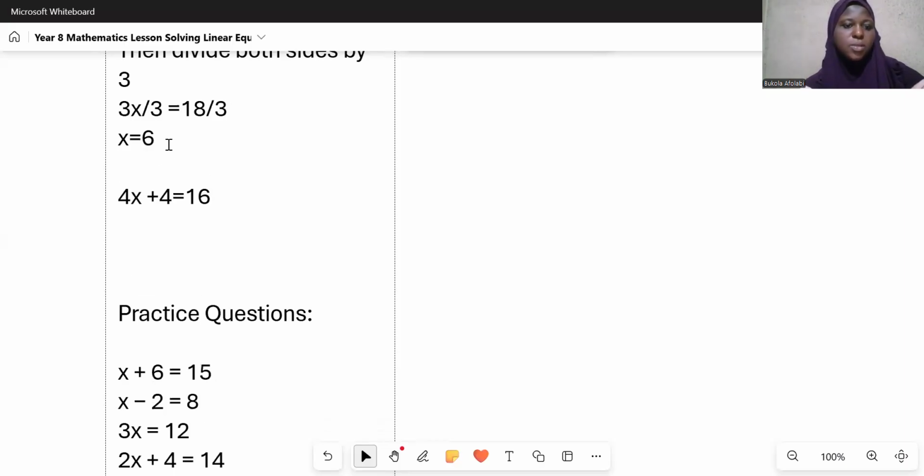So let's look at this example. 4x plus 4 equals 16. Like I said earlier, we would subtract 4. Can you tell me how to solve this? Subtract 4 first from the equation. Subtract 4 from both sides.